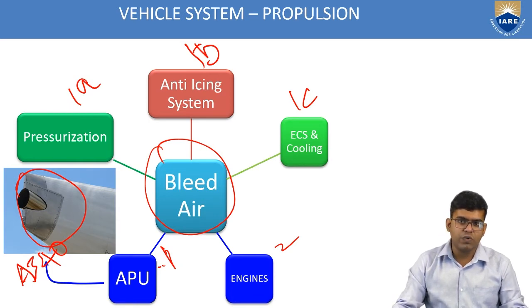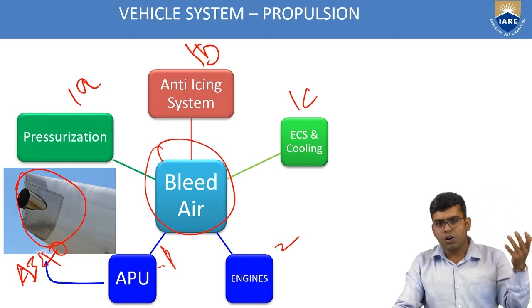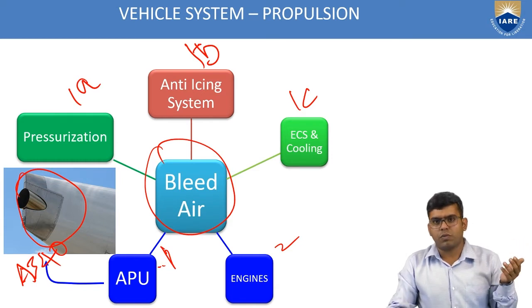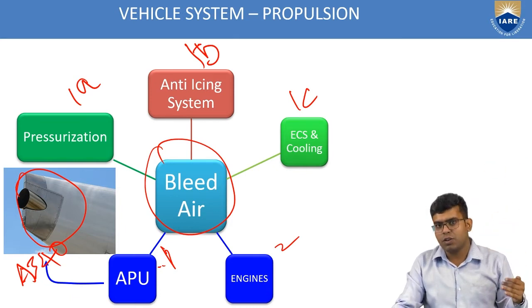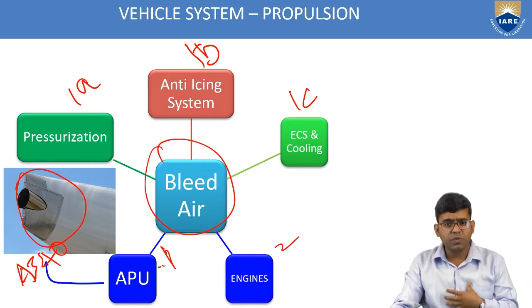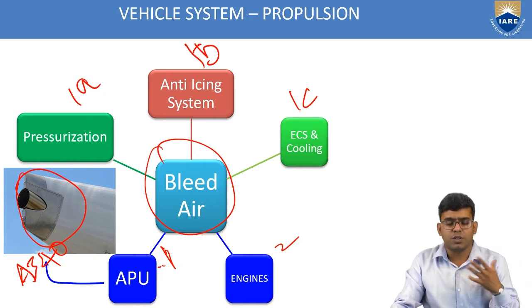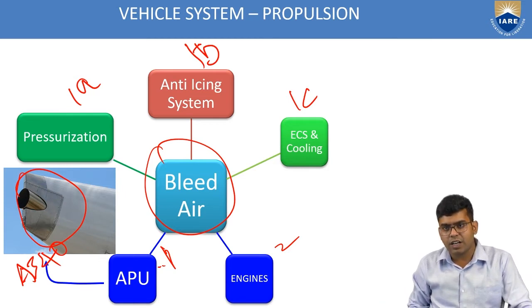So pressurization. Why do we need pressurization? When an aircraft is at a certain altitude, we all know through the international standard atmosphere that as we move higher and higher in altitude, the density of the air decreases. So we need pressurization, bringing the atmospheric conditions inside the cabin to a certain level where humans feel well and can breathe, to avoid hypoxemia and other problems. So bleed air is used for it.